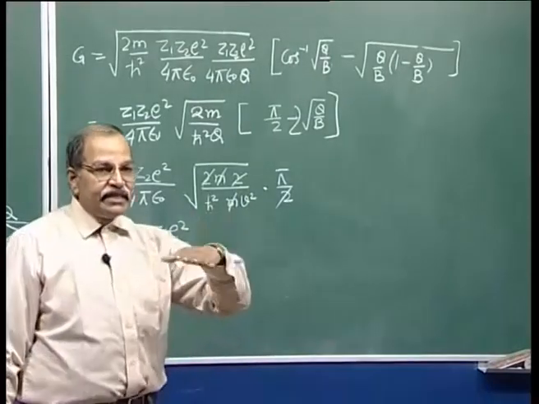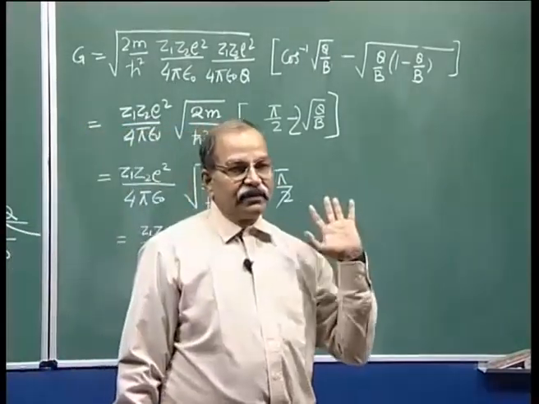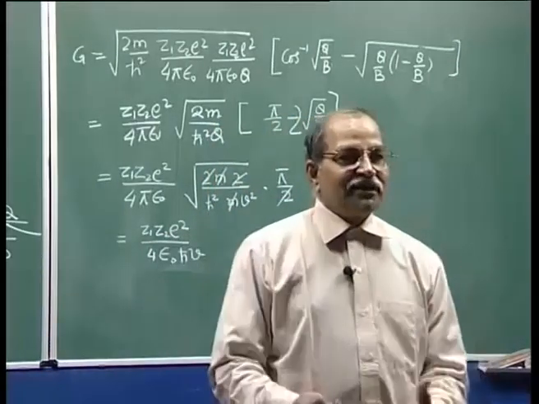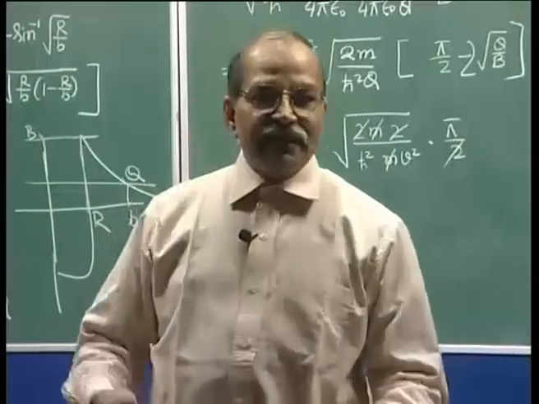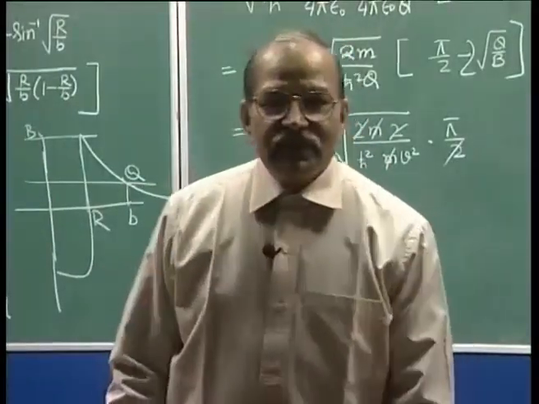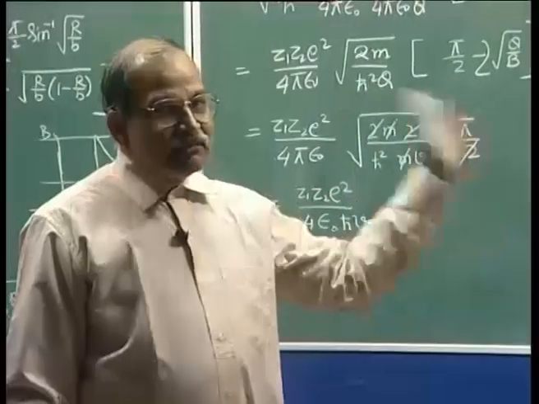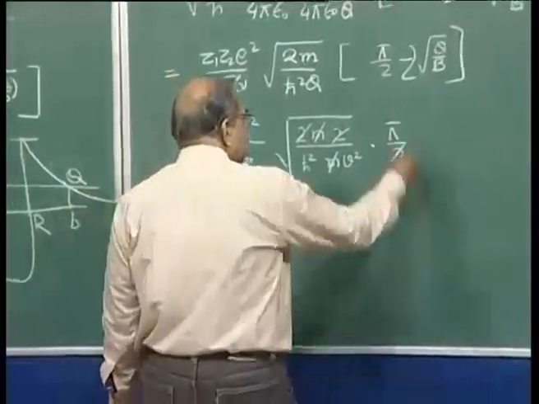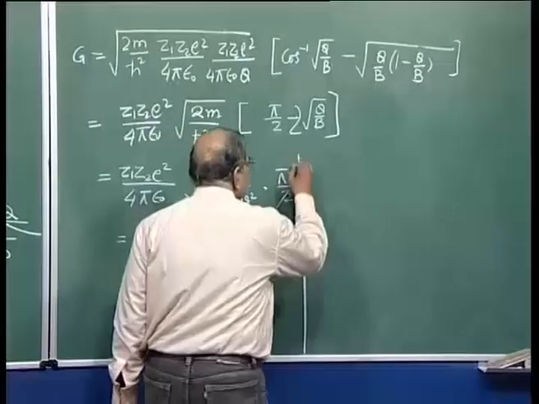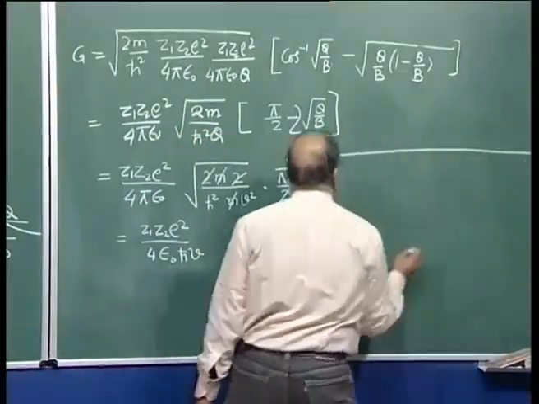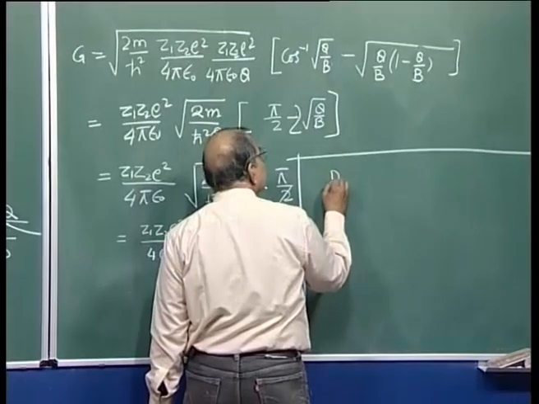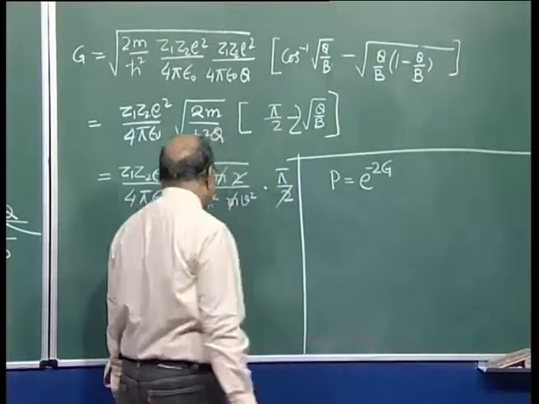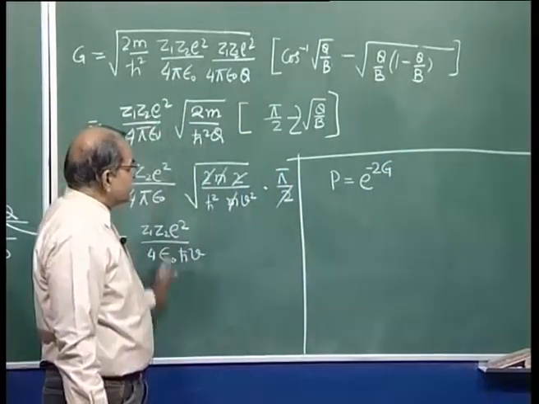So, various stages of approximations I have described, and then depending on what facility you have, to do a hand calculation or a calculator calculation or a computer calculation, you can use the expressions. Remember, all this is capital G. The probability is e to the power minus 2G, and G you have all these expressions for G.